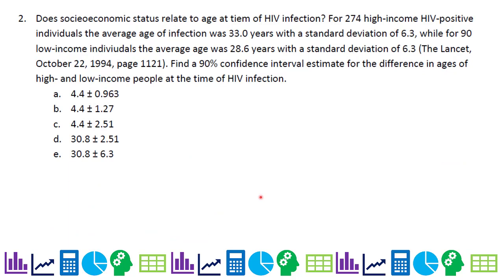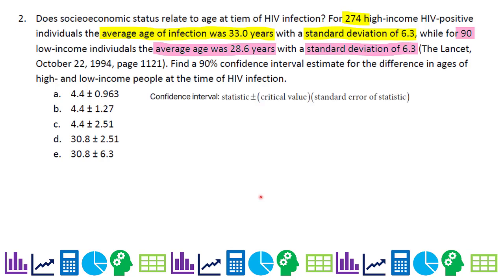Number 2, does socioeconomic status relate to age at time of HIV infection? For 274 high-income HIV-positive individuals, the average age of infection was 33 years, with a standard deviation of 6.3, while for 90 low-income individuals, the average age was 28.6 with a standard deviation of 6.3. Find a 90% confidence interval estimate for the difference in ages of high and low-income people at the time of HIV infection. So again, we're going to do the same thing we did on the last problem.